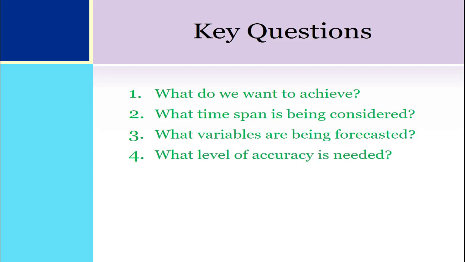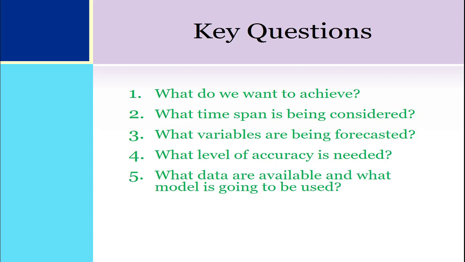The next question we should ask is what level of accuracy do we want? Accuracy comes with cost and time. So for this example, we just want a broad outline, therefore we want only some accuracy in the result. The next question is what data are available and what model is being used. We are assuming this is a new company, so we have only 1 year of data available and we want to use the percent of sales method.